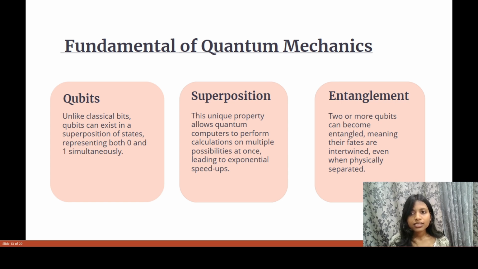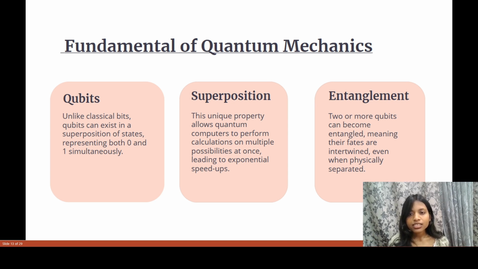Now, let's discuss the fundamental mechanism, superposition. Imagine a traditional bit as a coin with two sides, heads for 0 and tails for 1. A qubit, on the other hand, is like a spinning coin, existing in both states at the same time. This means a quantum computer can process multiple possibilities at once, massively increasing computing power.